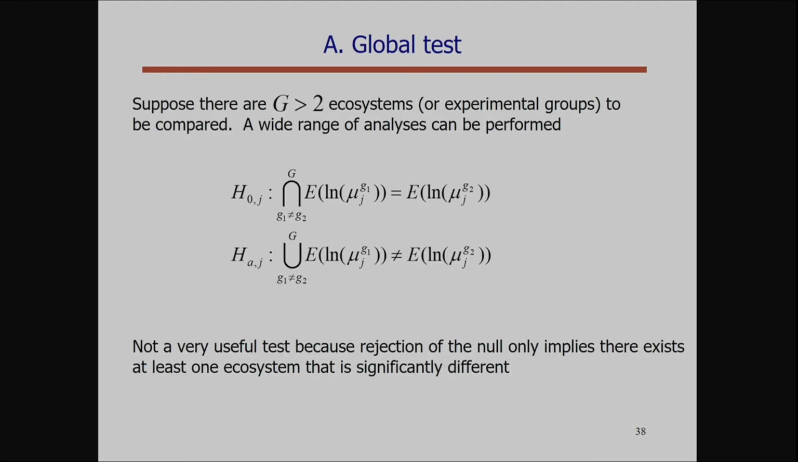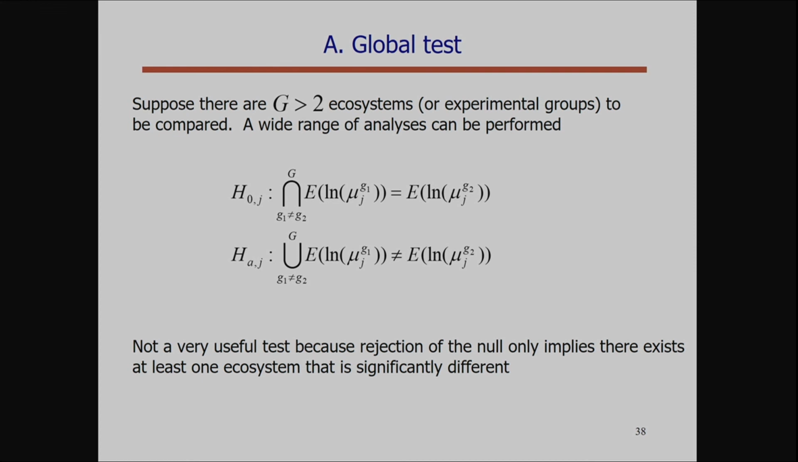So the classical test, the so-called global test, which is what ANOVA would do, the null hypothesis says there is no difference between the groups for a given taxon. The alternative says that for a given taxon, at least one group is different. So it's a typical hypothesis of this kind. But this is really not very useful. I hate to say this, but ANOVA is a nice test, but it's not a practically useful test.